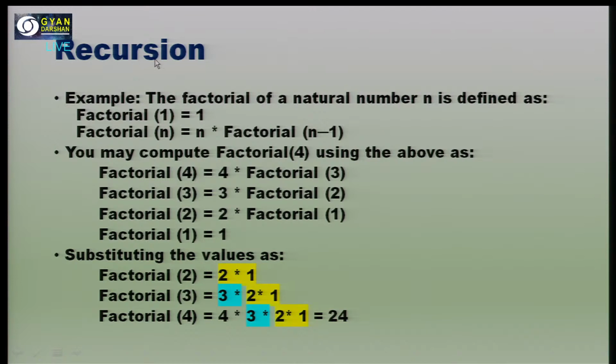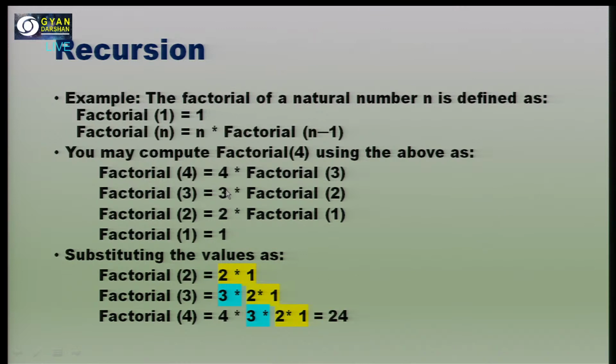Now recursion, let us try to understand with the help of an example. For example, I want to compute the factorial of a natural number n, which is defined as factorial 1 equals to 1 and factorial n equals to n multiplied by factorial n minus 1. Now this is a recurrence formula or recursive formula for computing the factorial value, right?